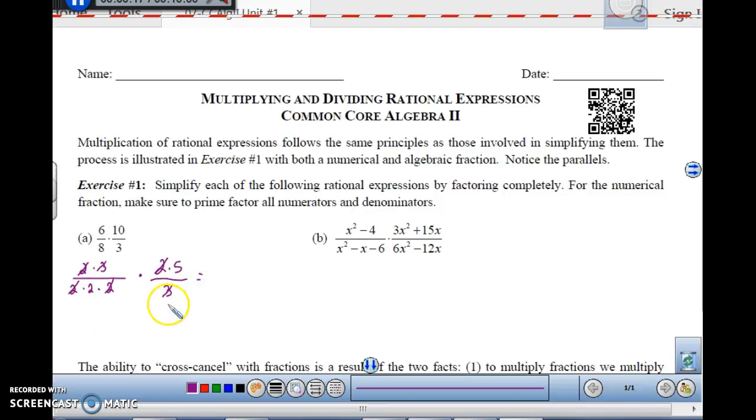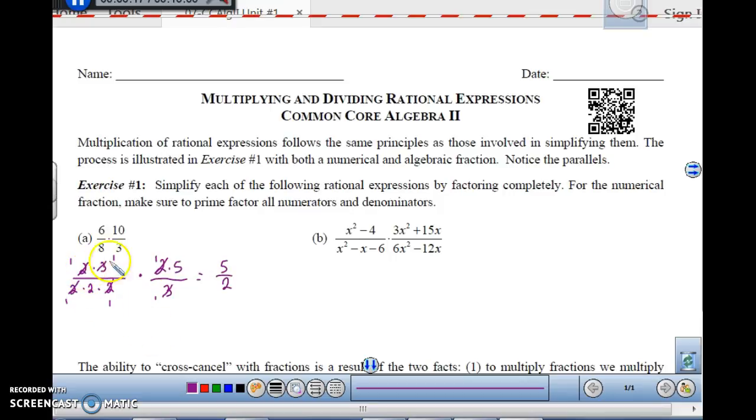And then we multiply the numerator and denominator of what's left. So technically, all these are going to be 1s when you cancel them out. So 1 times 1 times 1 times 5 is just 5. And then 1 times 2 times 1 times 1 is just going to be 2. So this is 5 over 2.